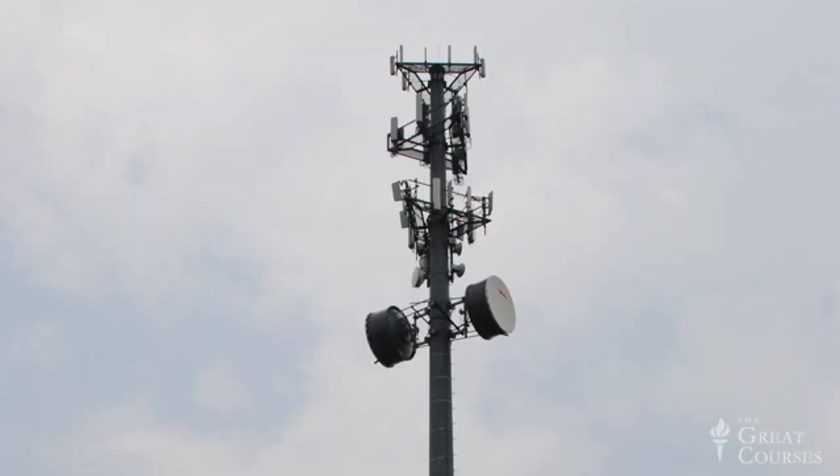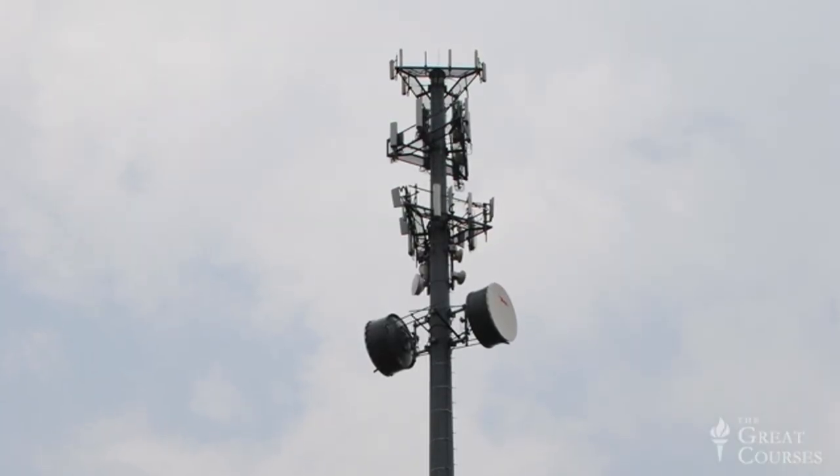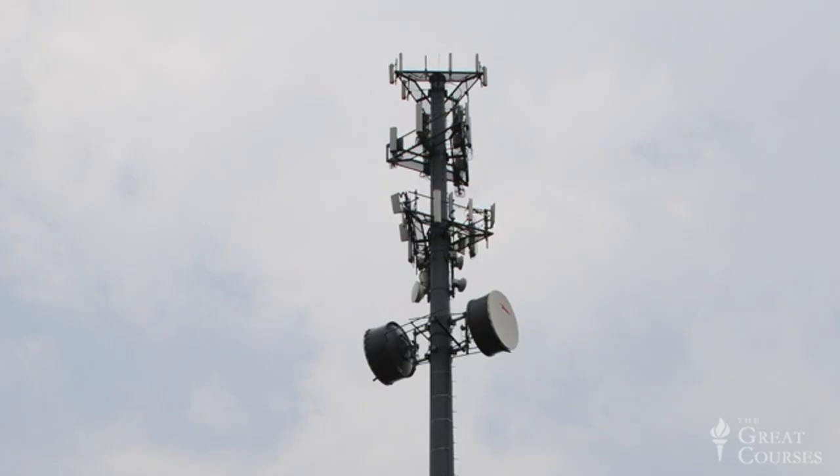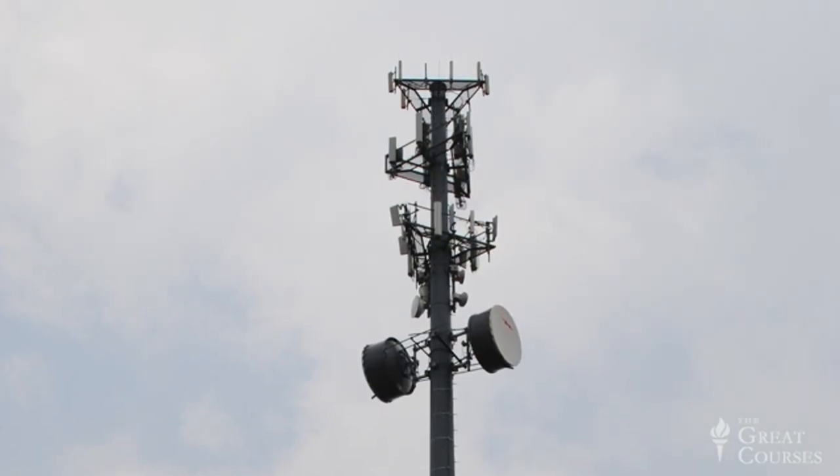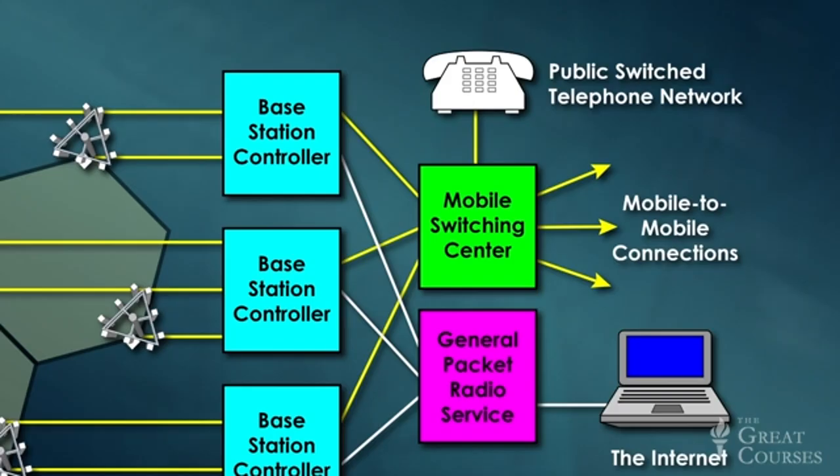And by the way, the links between these base stations and controllers are usually landlines, but occasionally microwave links, as is the case with this particular station. The mobile switching center operates like a local exchange in the public switch telephone network. And indeed, it also provides the interface between the cellular network and the PSTN. The mobile switching center sets up and releases end-to-end calls, both mobile to mobile and mobile to PSTN.